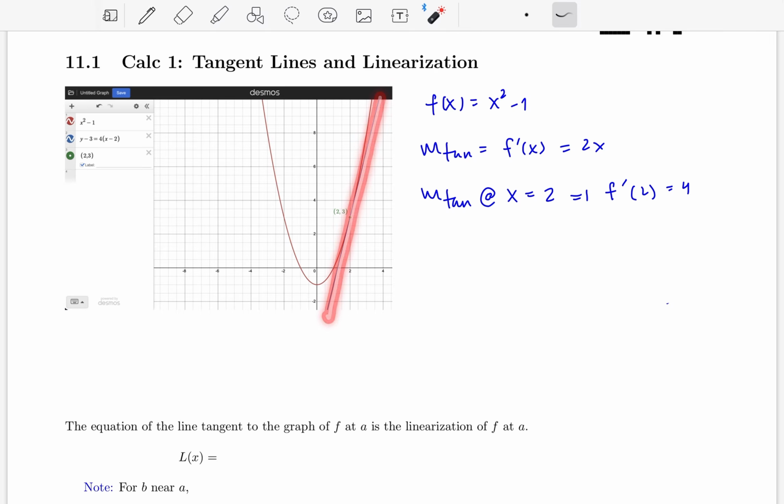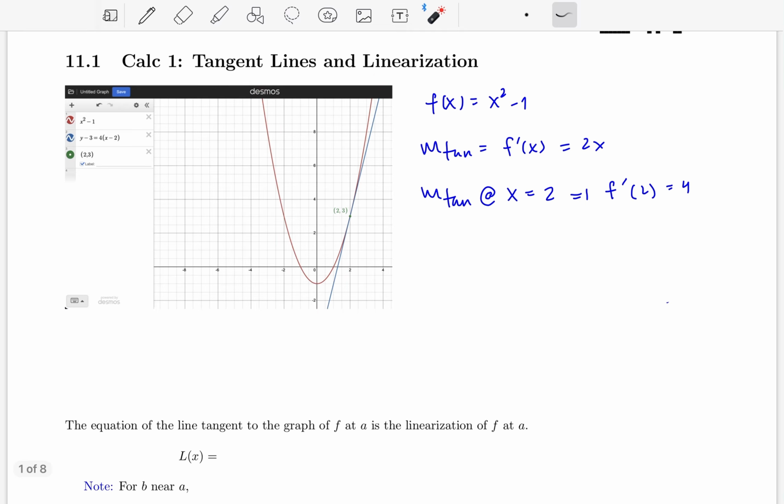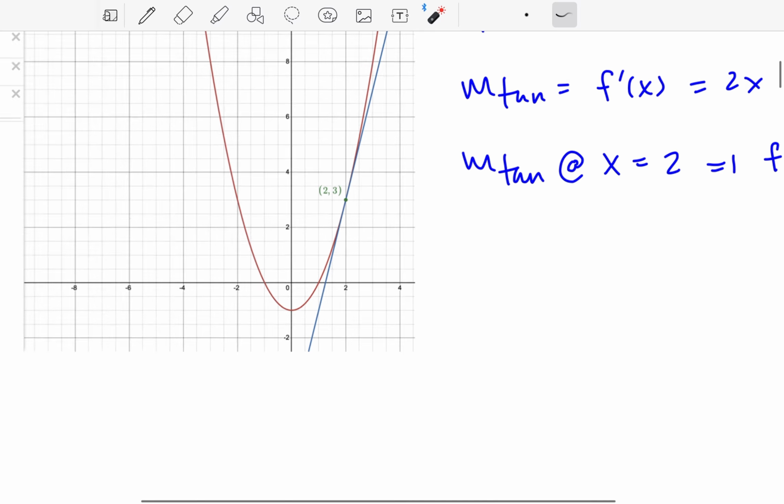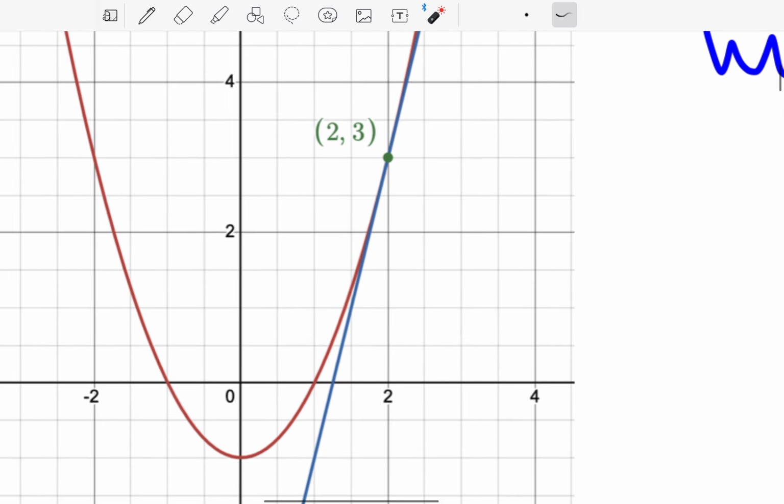So imagine if this curve represents position, then the velocity will be equal to 4 miles per hour, whatever units I have. But then another application of this is if I find the equation of the tangent line, then I can use it to approximate my curve at a value very near 2 in this case.